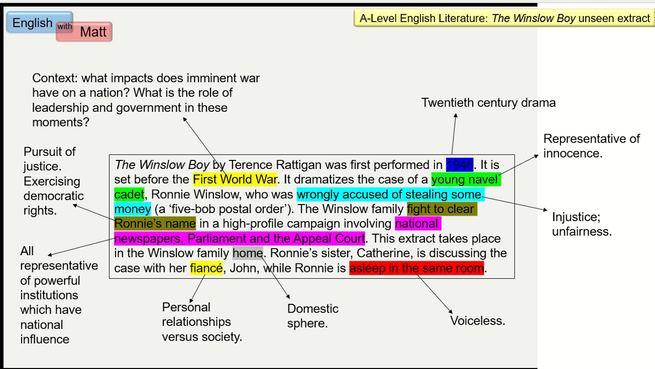So essentially, this extract is in part about a family's campaign in order to either fight for the truth or just to exercise democratic rights, which you have in a democracy, such as in the UK, in terms of things like a fair trial, freedom of speech, and so on. So when we're talking about fight to clear Ronnie's name, we're talking about a pursuit, the pursuit of justice. And in so doing, the family, particularly Catherine, is keen on exercising those democratic rights.